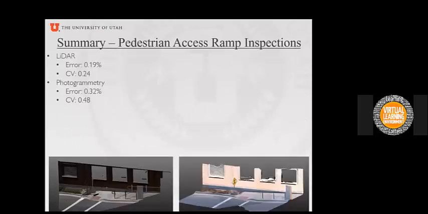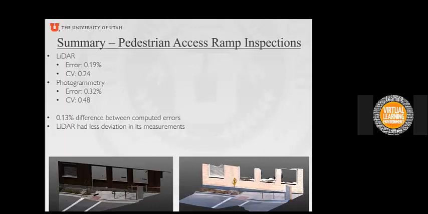So LiDAR error 0.19 with a coefficient of variation of 0.24. Photogrammetry had an error of 0.32 and a coefficient of variation of 0.48. So it had a 0.13 difference between computed errors, which is very close, but LiDAR had less deviation in its measurements, and that's what the coefficient of variation is referring to for this case study, the amount of variability within the error measurements. And since LiDAR's coefficient of variation is less, it had less variability.